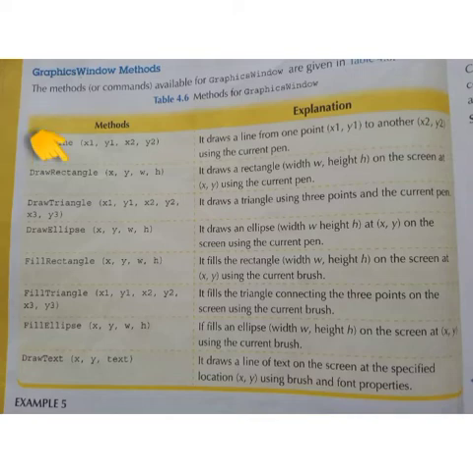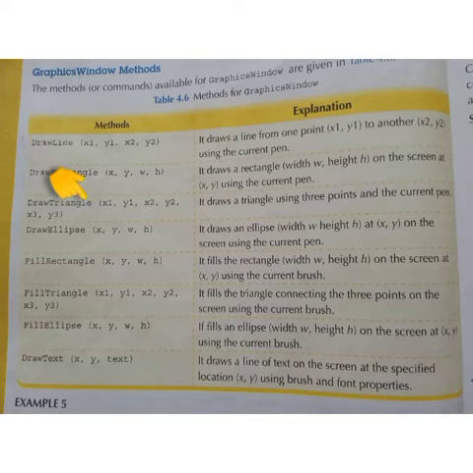Next one, DrawRectangle(x, y, width, height). Instead of width, they have given w, then height, that is h. It draws a rectangle with the given width and height on the screen at the point x, y, using the current pen.